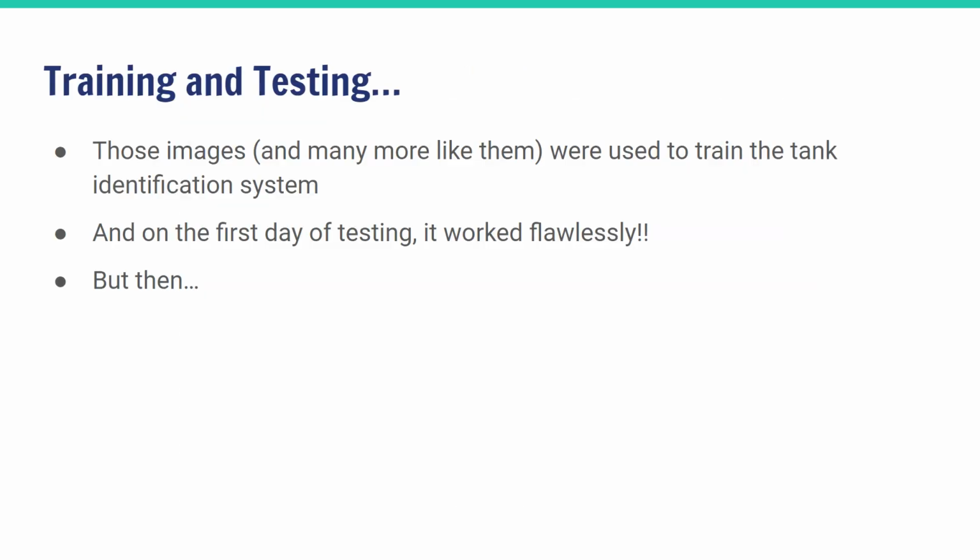So you can imagine that images like the ones you had just seen were used to train the tank identification system, basically a tank classifier. And what happens in the story is that on the very next day when they took it out into the field, it worked beautifully, worked 100%. Every time there was a tank, it said that it saw a tank, and when there was no tank, it didn't say that there was a tank. But then, unfortunately, on the very next day, that same system started to make really, really bad mistakes.